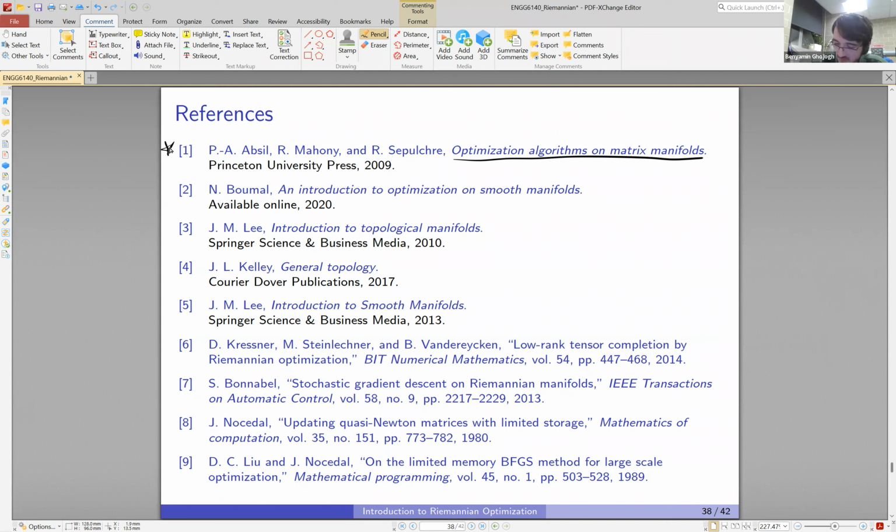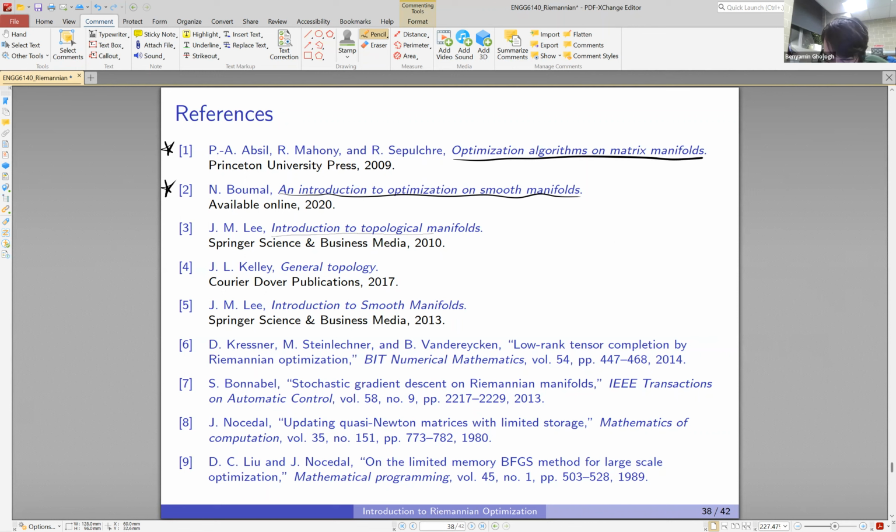Optimization algorithms on matrix manifolds. The second best book in this field, which is more recent, is by Boumal, An Introduction to Optimization on Smooth Manifolds. In 2020, it wasn't yet published. We could find it on his homepage. I don't know whether it has been published now or not.